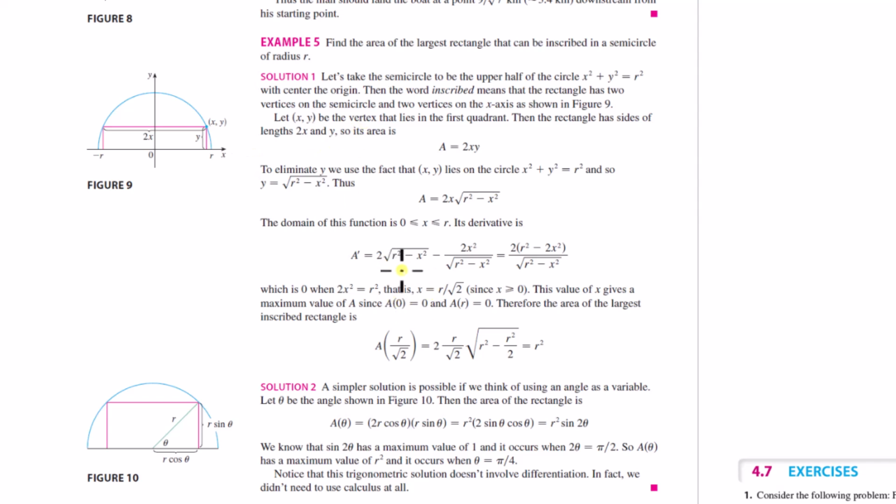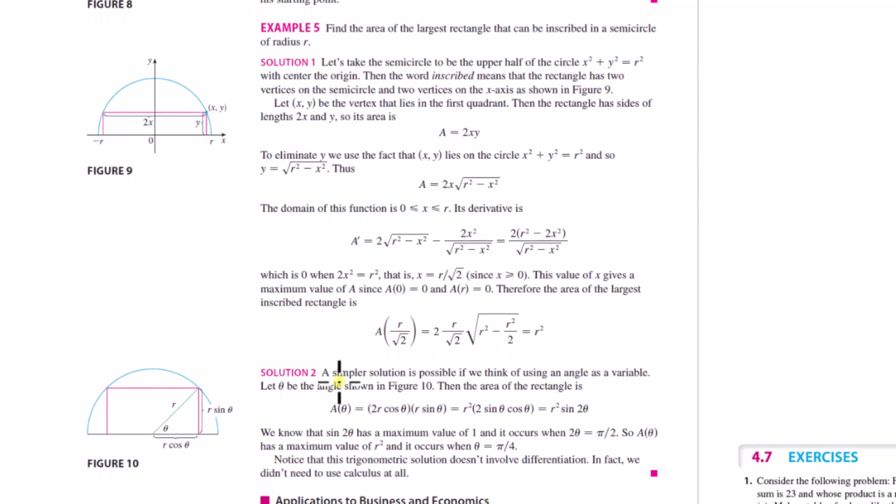So just find the critical numbers and compare the critical numbers, and they do that. And it's at r over root 2. The radius divided by root 2, that's going to be the optimum point, where the area is the largest. And the area is going to be equal to, at that point, r squared, right?